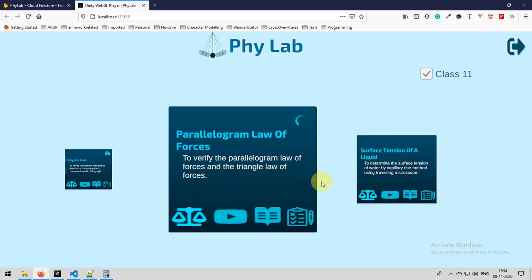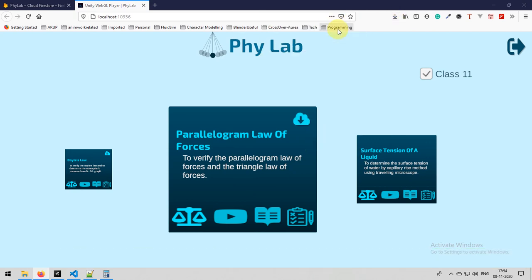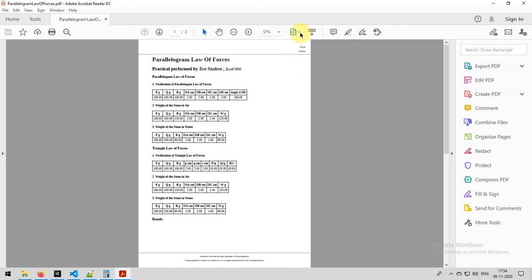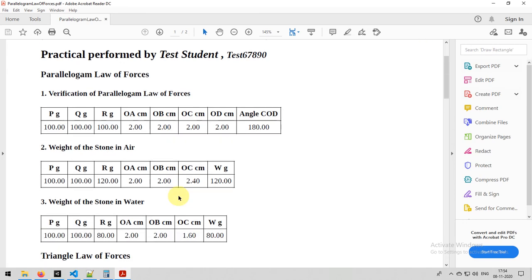Inside the home screen, go to the parallelogram law of forces card. Here you can see a download button now. Click on this. It will prepare a PDF record of your observations and download it for you. You can print it out and use it or show it to your teacher. Let's wait. It will generate a PDF record, and then you can open it and see whether all the values are there or not. Yes, it got generated, and you can see it in the downloads folder, and you can open it.